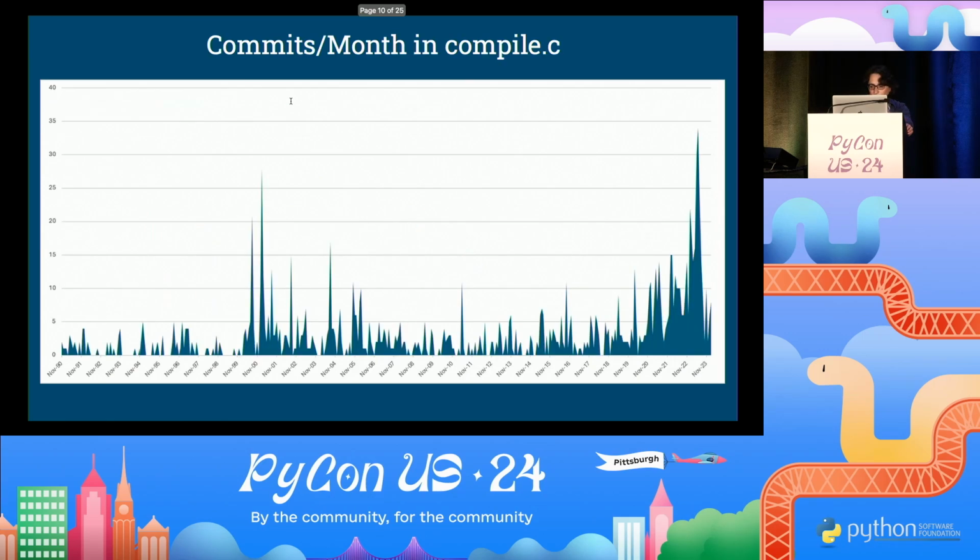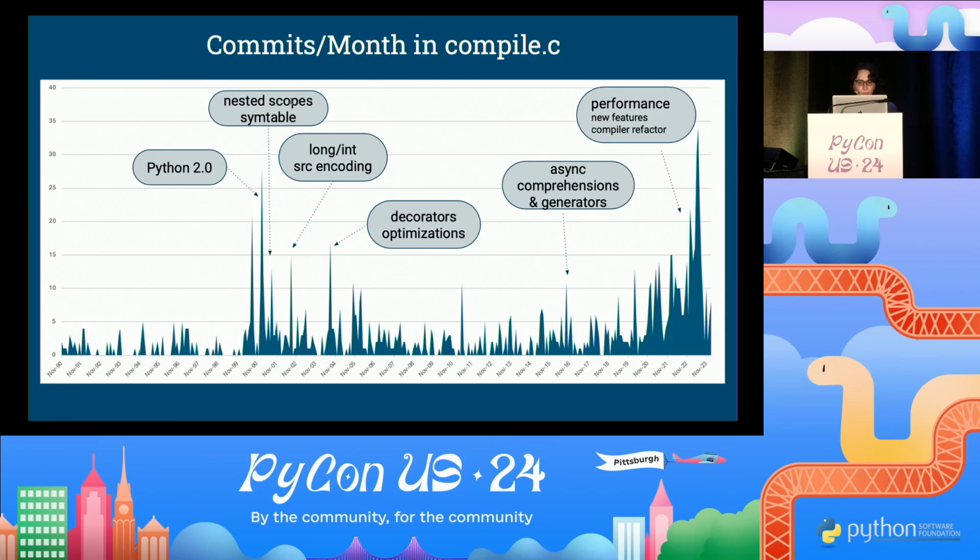Now, why did this happen now? It came up now because these are the commits per month in compile.c since the end of 1990, when Python was first committed. And if we look at the spikes, I looked at the commit log, what were these spikes about? We see this big one is the lead up to Python 2, the first big one.